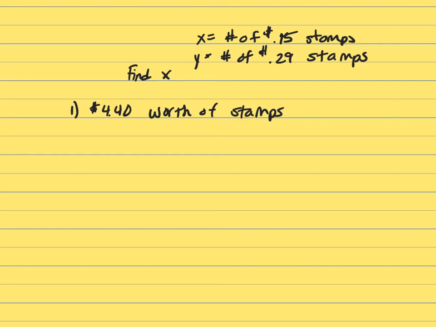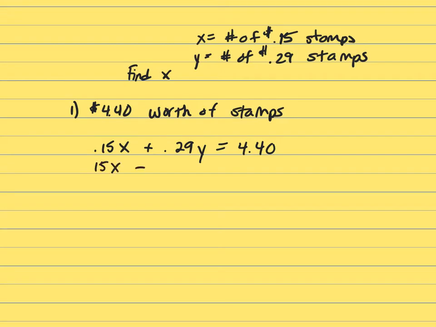We were trying to figure out how many 15-cent stamps she bought. Clue 1 says she spent a total of $4.40. So that would be 0.15 times x, the number of 15-cent stamps, plus 0.29 times y would give you $4.40. I wish I had an easier or faster way to solve this, but I don't have one. So I clear my fractions.